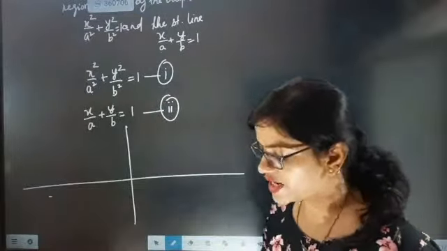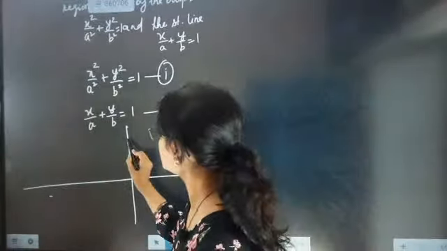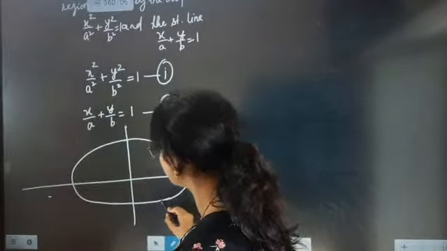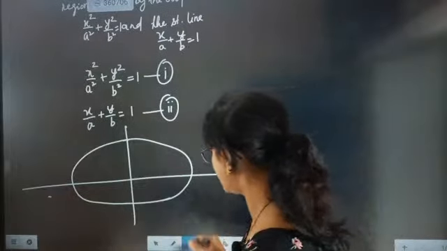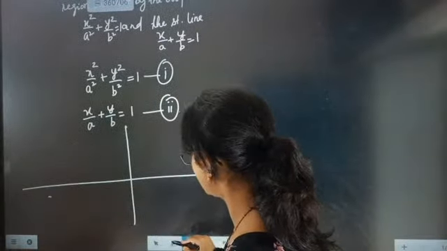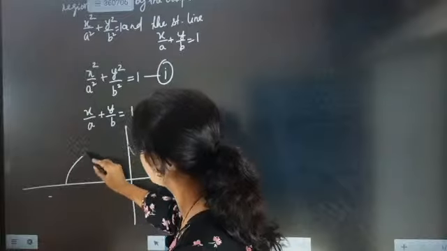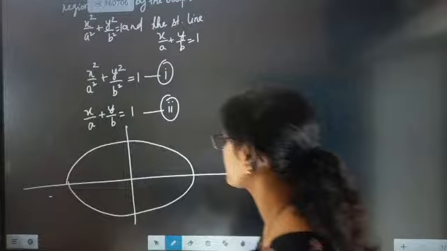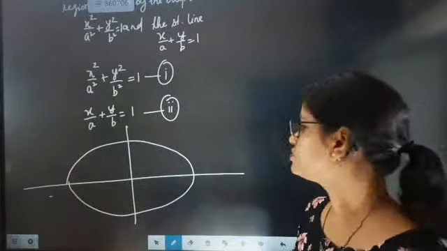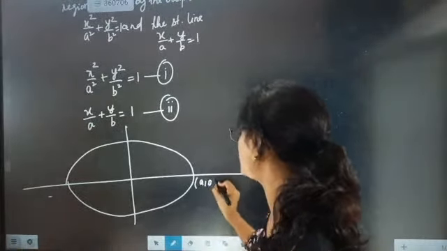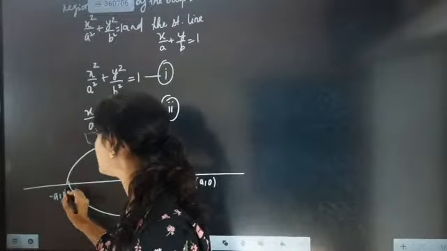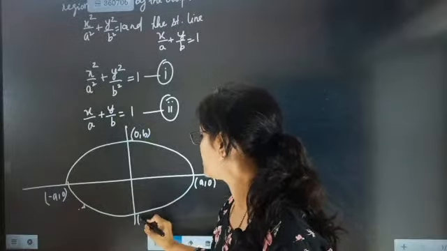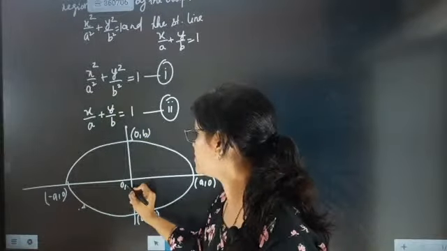First, you know the ellipse has a major axis and a minor axis. Since the x by a part is there, we are going to take this as the major axis. Yo, this is looking like a samosa. Better. And now the line. This point will become a comma 0 and this point will become minus a comma 0, the major axis. The minor axis will become 0 comma b and this part will become 0 comma minus b. This is the center point, 0 comma 0.